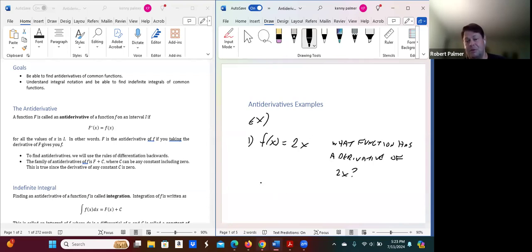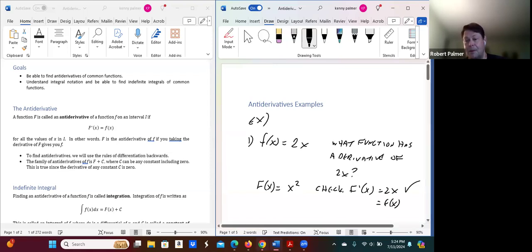Think about that for a second. I think you probably guessed that capital F of x, one example, is going to be just x squared. Now if I want to check, let's do F prime of x. We know if we take the derivative of x squared, it's 2x. That checks. So capital F prime of x is equal to f of x.